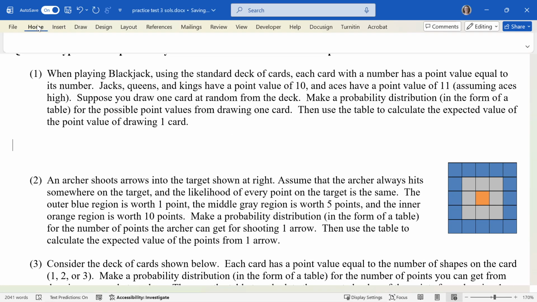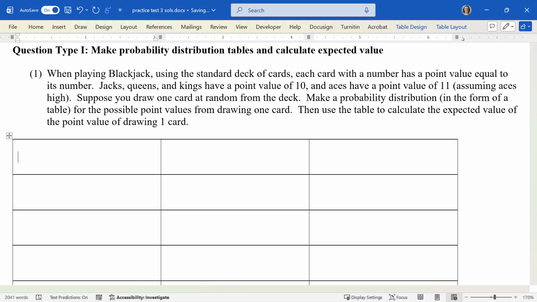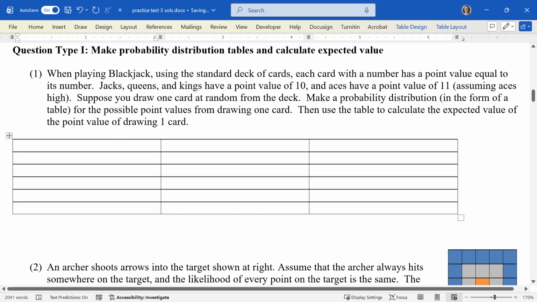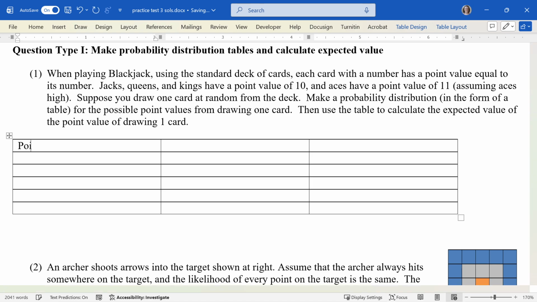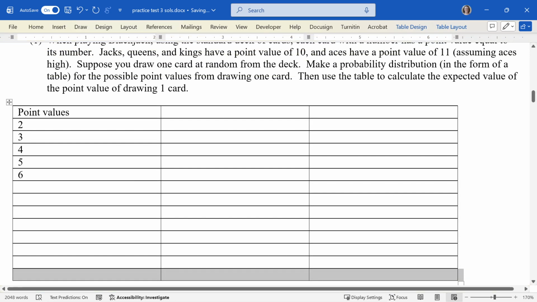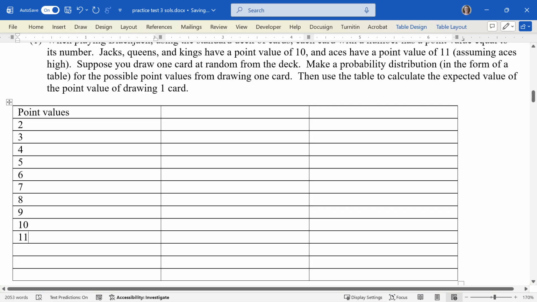Okay, so we need to make a table. I'll just start with a random number of rows here, and then we'll put more if we need them. On the left here, we're going to put point values, and then the different values that we can get from drawing cards. For number cards, the smallest one is 2, and then they go up like this, and now I need some more rows. All right, I can have up to 9 for the highest number on a card, and then the face cards have 10, and the aces are 11.